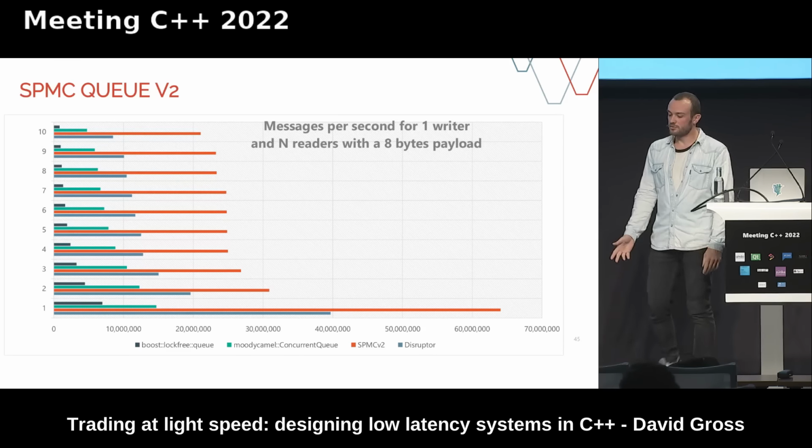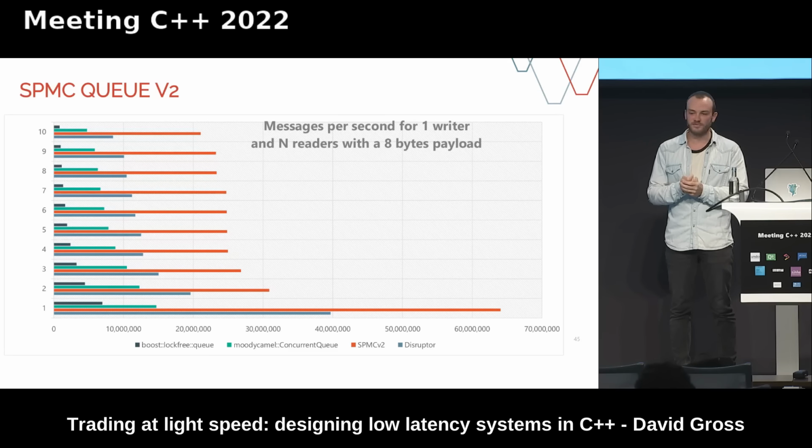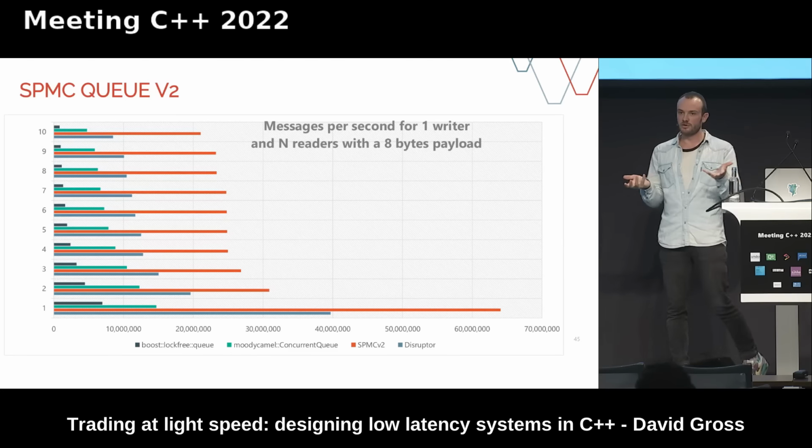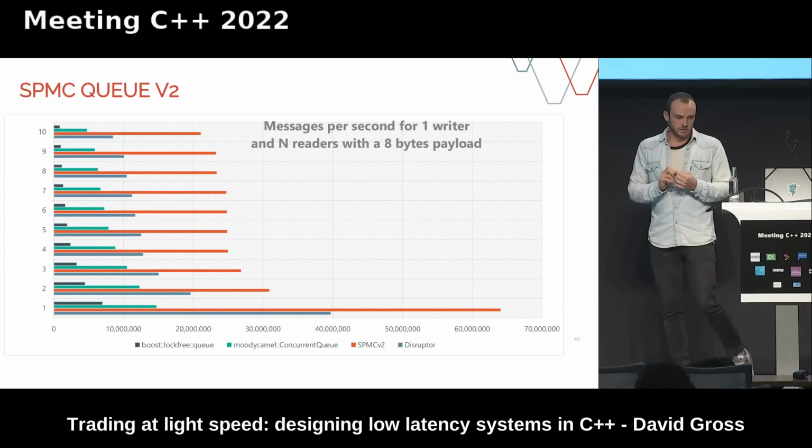So we get decent performance, again comparing to the other queues. With one reader, we are at more than 60 million messages per second. That's really a lot. I'm not sure what we would do with that exactly. But the nice property of that queue is that even at 10 or 100 readers, we stay relatively constant, around reasonable numbers. In that case, for 10 readers, we are able to dispatch more than 20 million messages per second. So that's nice.